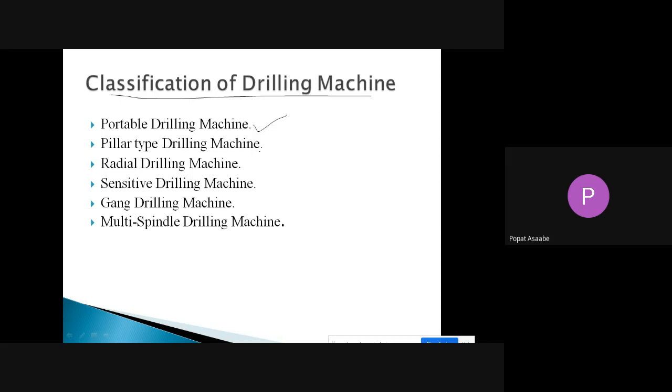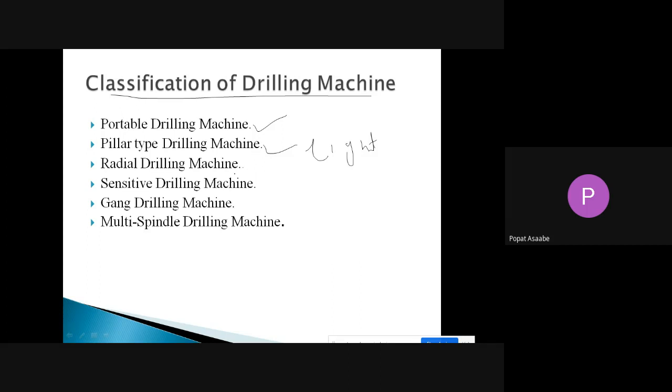Then the pillar type drilling machine. That pillar type drilling machine is generally used for lightweight workpieces. For this purpose we can use the pillar type drilling machine. Why is it called a pillar? Because it consists of one vertical column.